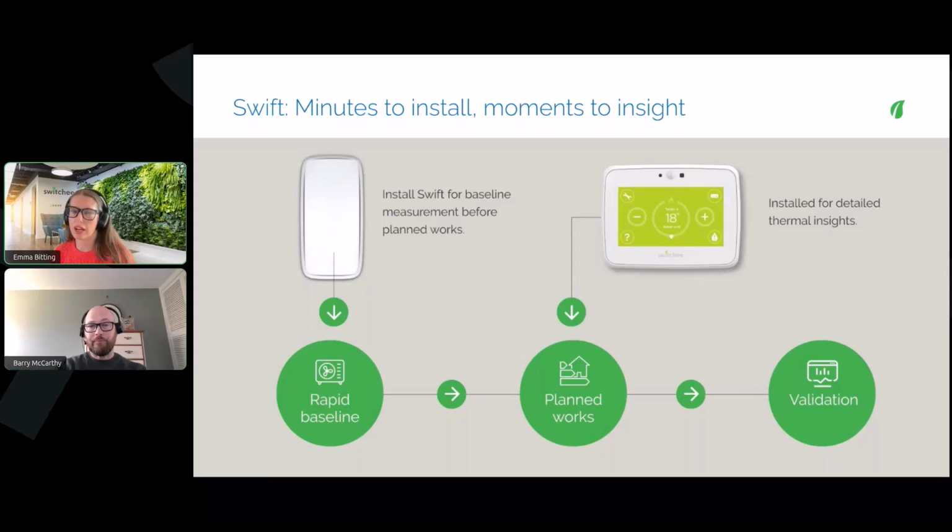Yeah, exactly. And I suppose that's the principle, is that you have got the choice there of doing both. It could be that you want to still have that Swift device in a property when you install the Switchee, because you may have a more complex case and you're wanting to have that additional information. But equally, if you've got a Switchee in, you're going to have the information and it may be better deployed elsewhere. So it's going to be great to get some feedback from the team on how they've utilised that.